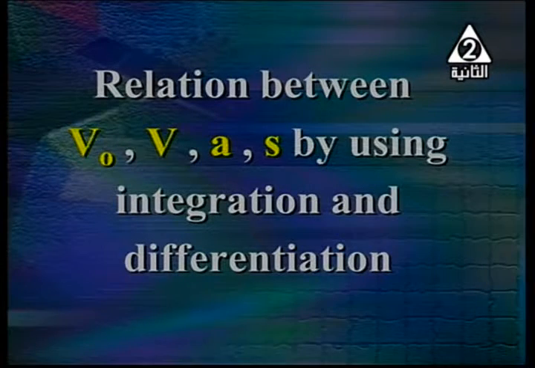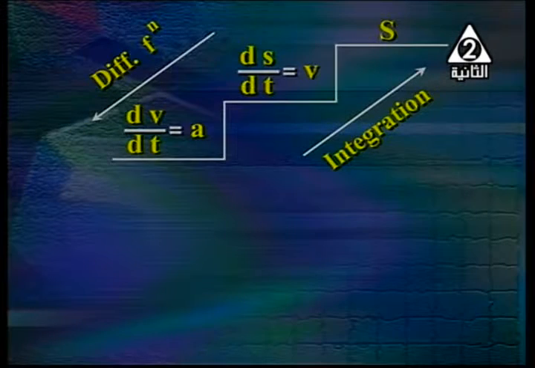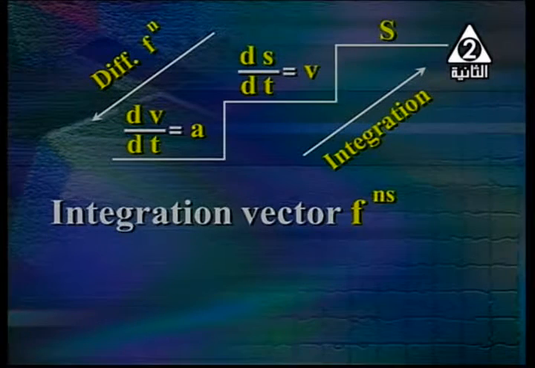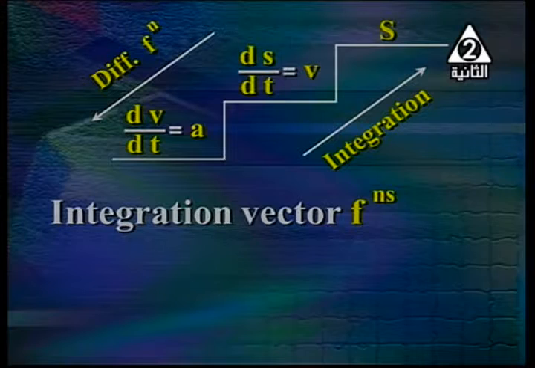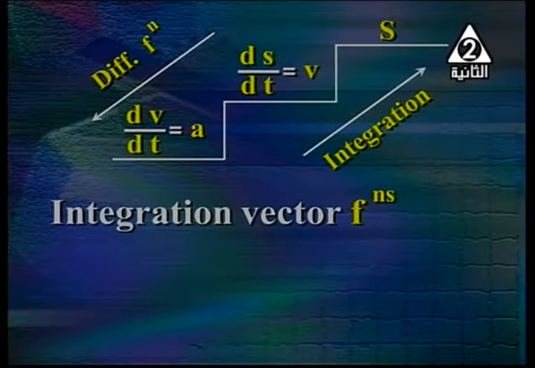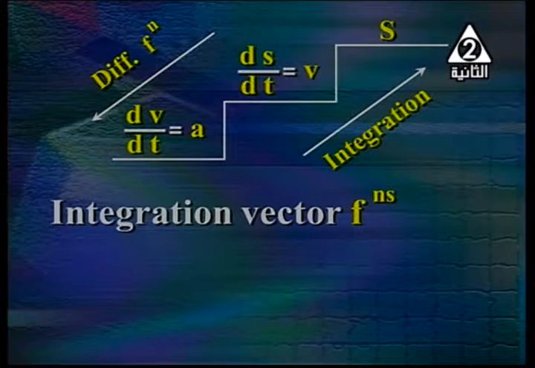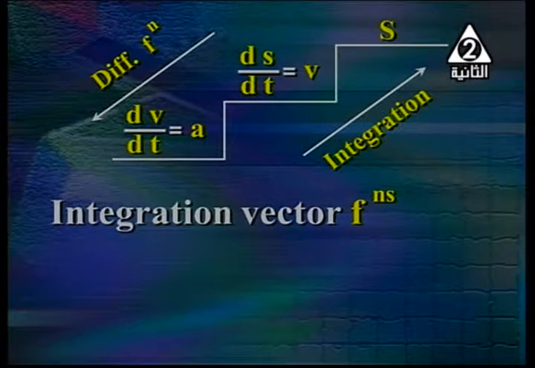Dear student, relation between V0, V, A and S by using integration and differentiation. Look at the opposite figure, look at the distance S, velocity V, acceleration A. What is the relation between V and S? Excellent student. ds over dt means the velocity.